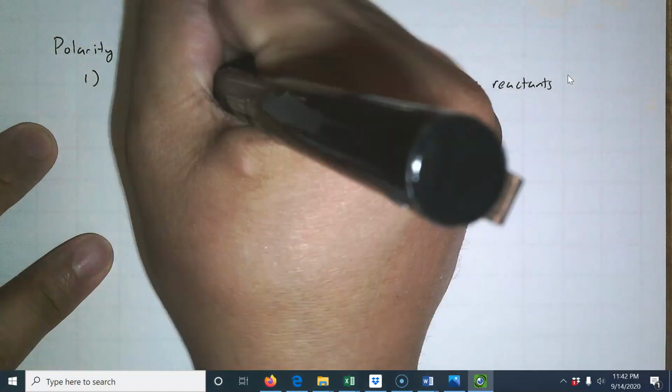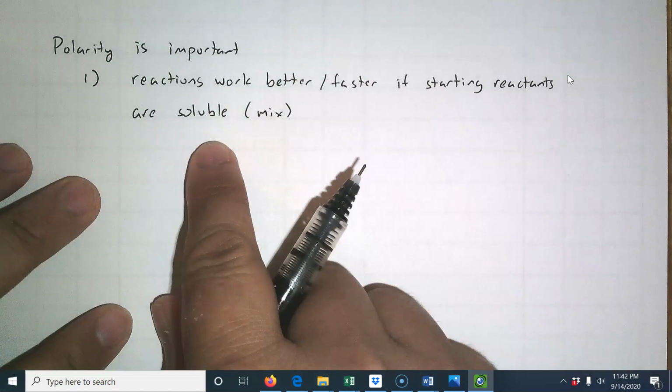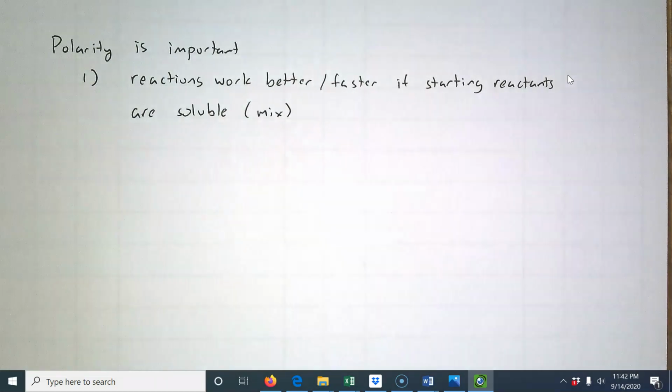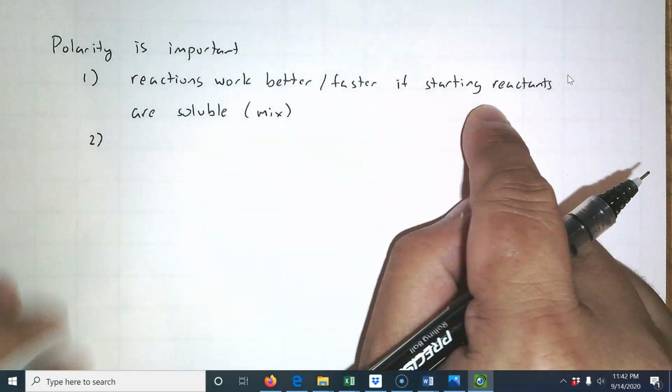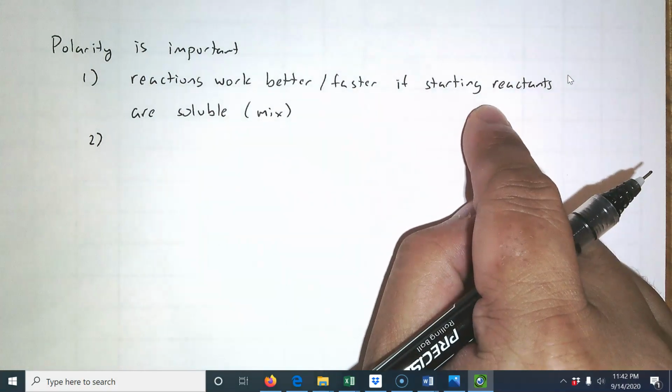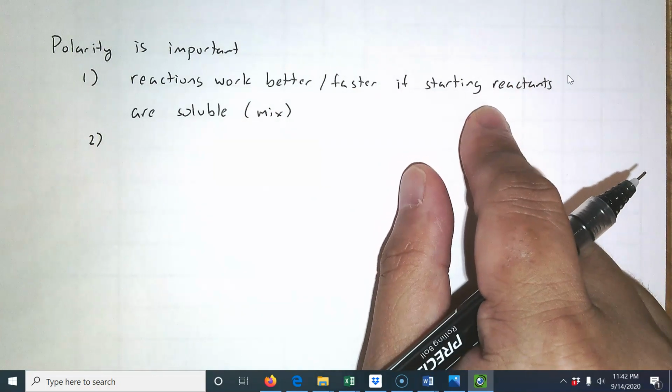Reactions work better and faster if the starting reactants are soluble, that they mix well and they're dissolved. If you have just chunks of solid that sit at the bottom of the round bottom flask, your reaction's not going to work very well. So based on your starting material, the structure, you want to decide: do I want a polar solvent or do I want a non-polar solvent?